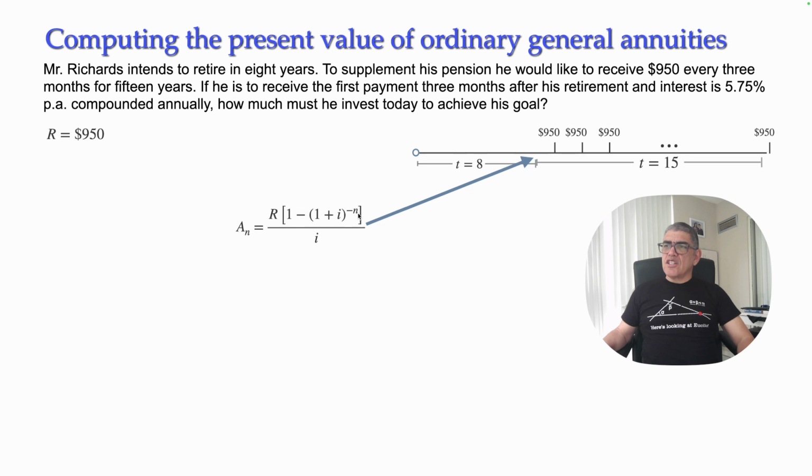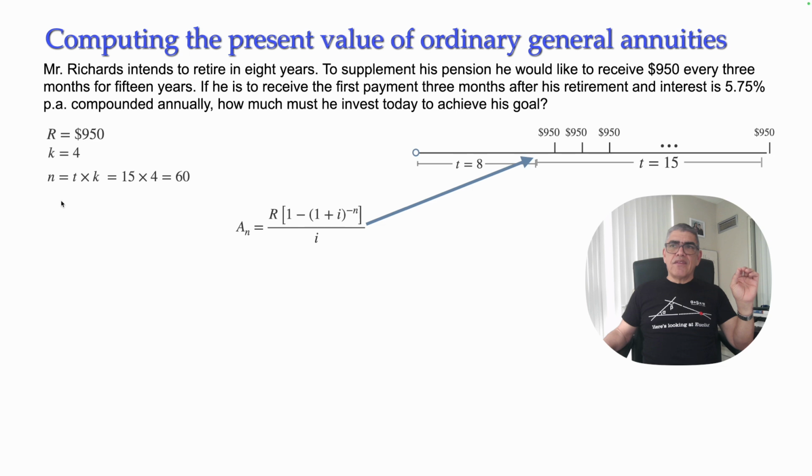We also need the total number of payments, and we notice here that he's receiving 950 every 3 months, so 4 times per year. So k, I'm going to notice the number of payments per year. The number of payments per year are 4, and because these are 15 years, then n equals 15 times 4, so that will be 60. So we know n, and the only thing missing is i. This is the periodic rate of interest compounded quarterly. But because we have a general annuity, actually the interest here is 5.75% compounded annually.